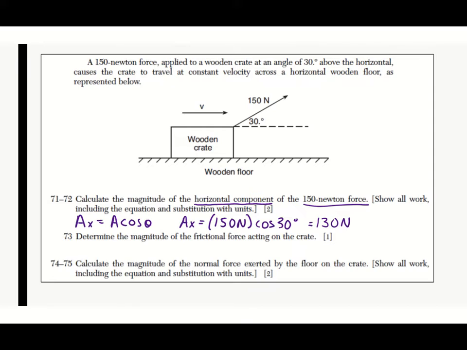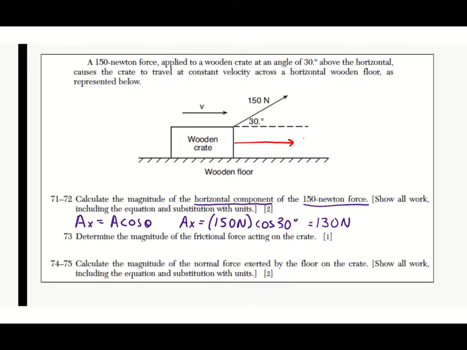Now, 73, determine the magnitude of the frictional force acting on the crate. We don't really need to calculate anything. We don't have to show work. It's only 1 point. And this is where answers carry over, because what we got, 130 newtons, is going to be important to helping us answer number 73. Okay, let me draw stuff here.